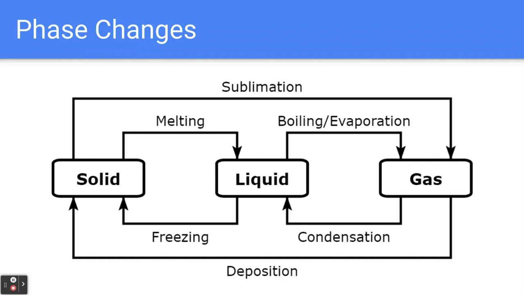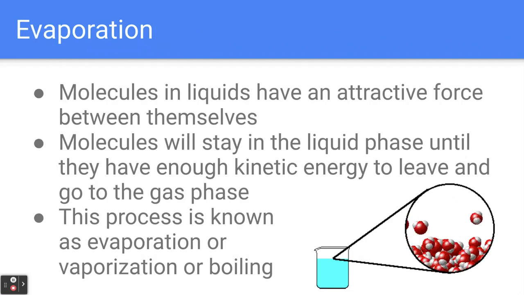Deposition is the opposite, so it's going directly from a gas into a solid, skipping over that liquid phase. And frost in the winter or the spring or whatever is a great example of deposition. The water vapor in the air freezes directly to another substance, and it skips over that liquid phase. So it's water vapor in the atmosphere going directly to ice as frost. So we're going to focus on the other 4 in the middle there a little bit more as we go through this. The first one that we're going to talk about is evaporation.